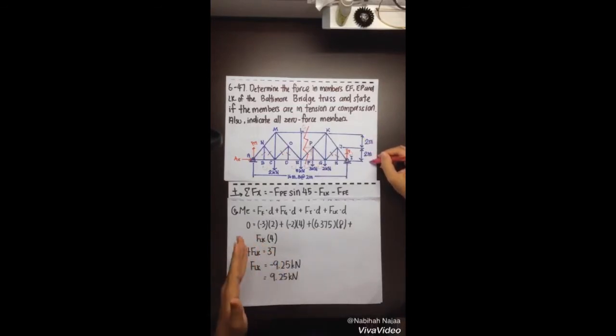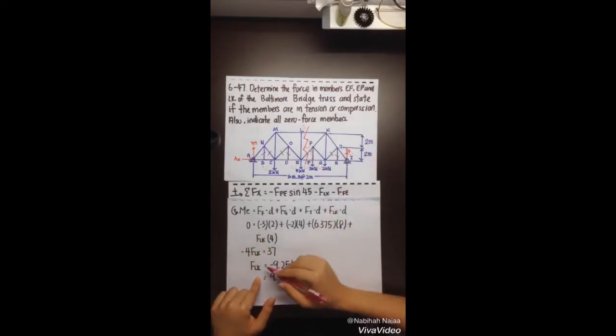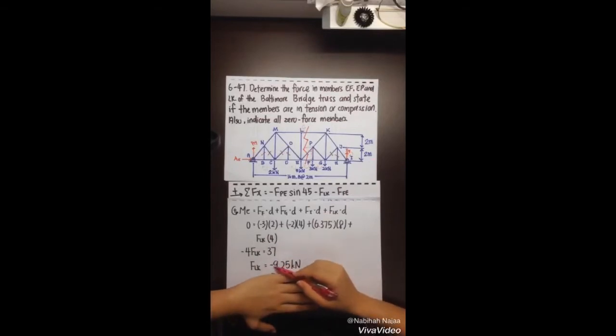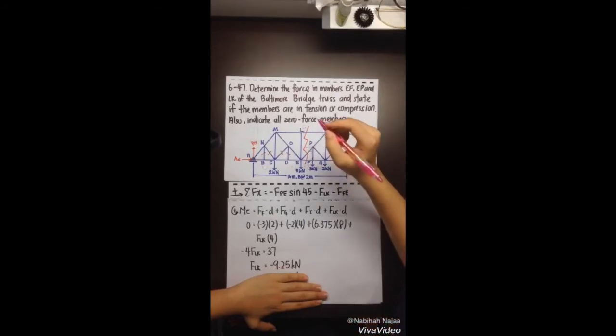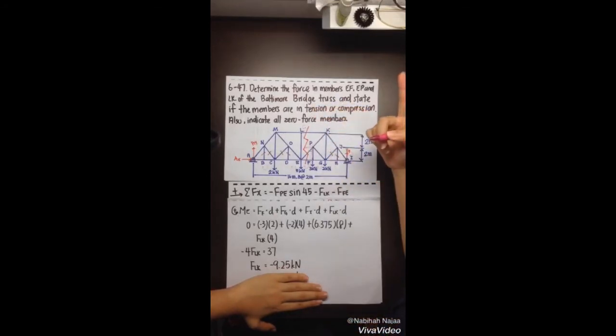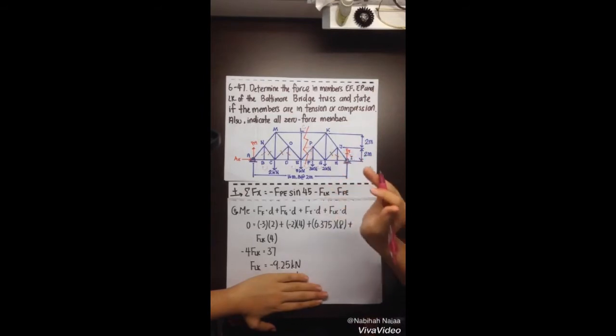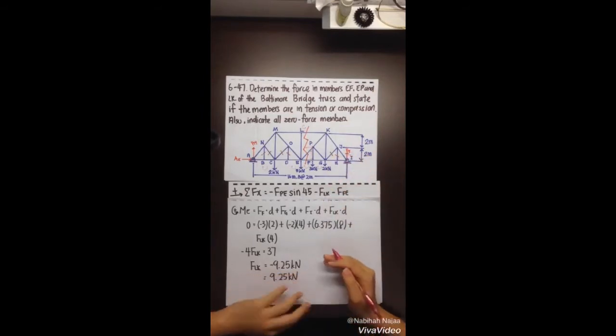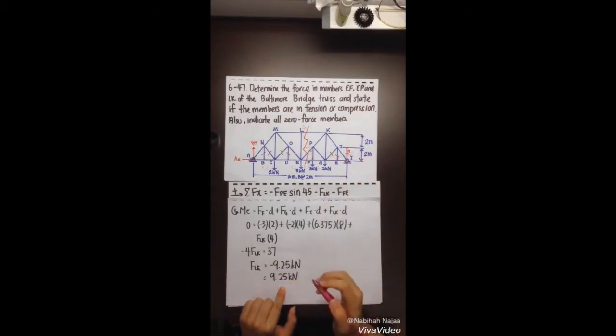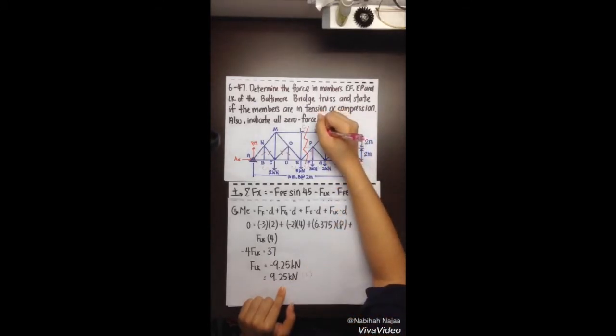After that, do your maths and you will get force of LK equal to negative 9.25 kilonewton. It is negative 9.25 kilonewton, so the assumption of the direction for force of LK is wrong. It is not tension, but in fact force of LK is supposed to be compression. So the direction will be like this.